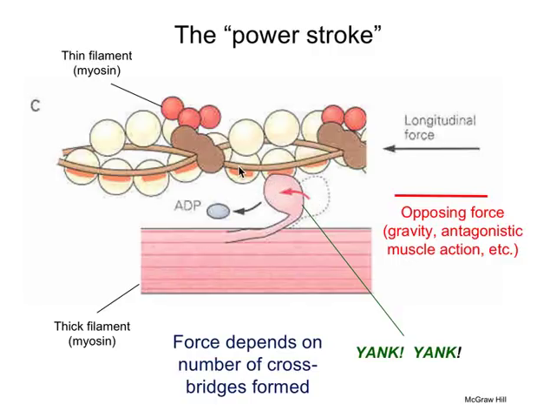In the cartoon, the actin, or the thin filament, moves to the left relative to the thick filament. But imagine you have an opposing force. That could be gravity, or even the activation of the antagonist muscle, for the biceps in this case, the triceps. If that opposing force is bigger than the force that the muscle is trying to make, you're actually going to have movement in the opposite direction.